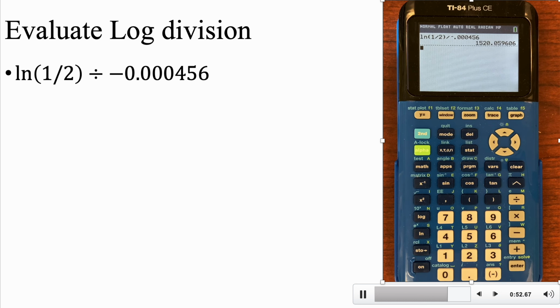So again, this will come up a lot when we get into the exponential word problems, especially the idea of radioactive decay. That's where ln of a half is going to show up a lot. So make sure you're comfortable typing in the ln fraction, closing off the parentheses before you're dividing by your small decimal.